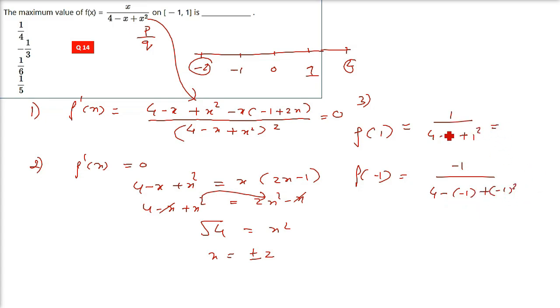When you place f(1) in the original equation, you'll get 1 by 4. Here you are going to get -1 by 6, from 4 plus 1 plus 1. So -1 by 6. Now between -1 by 6 and 1 by 4, which is higher? 1 by 4 is higher than -1 by 6. So what is the maximum value? Maximum value is 1 by 4 at x equals to 1.